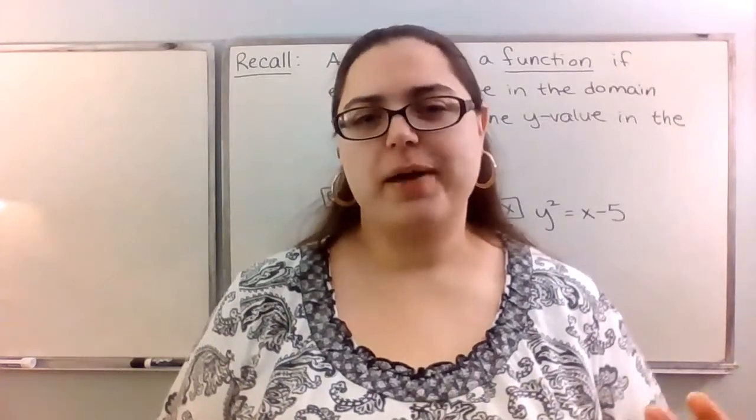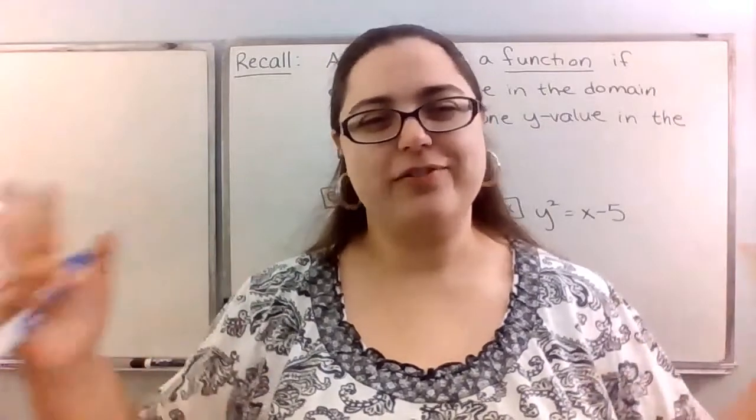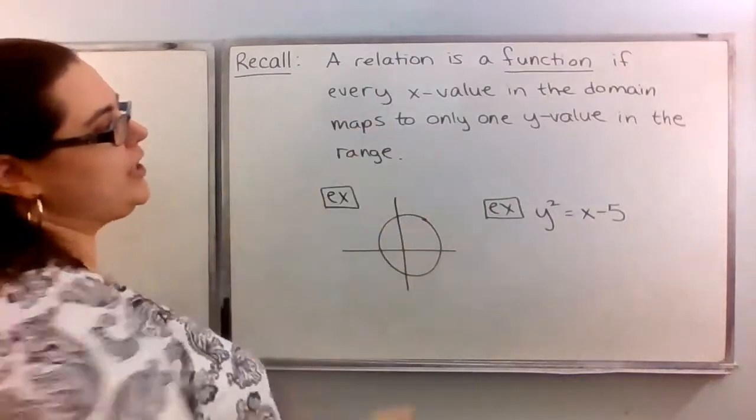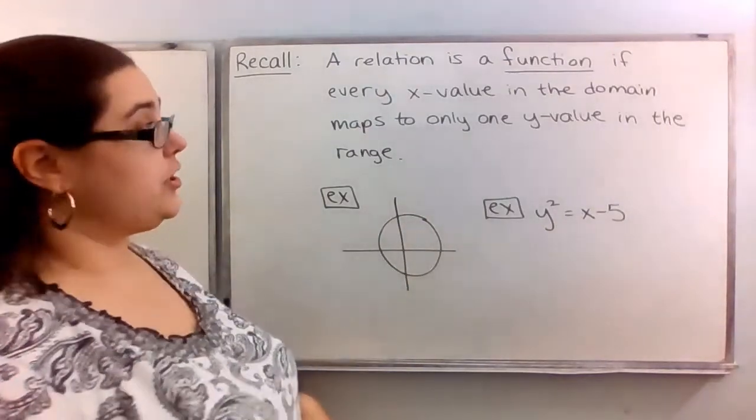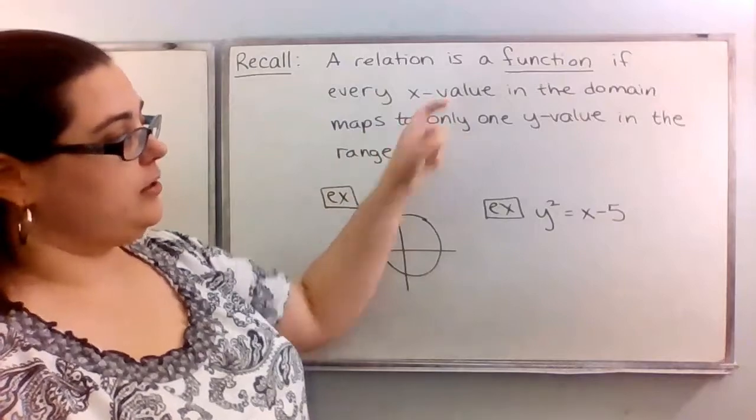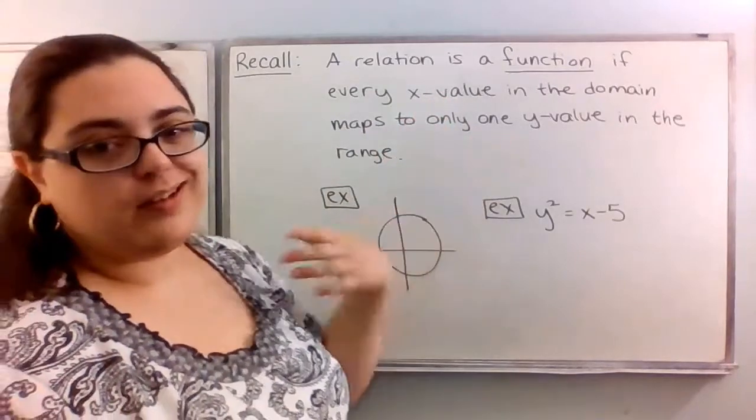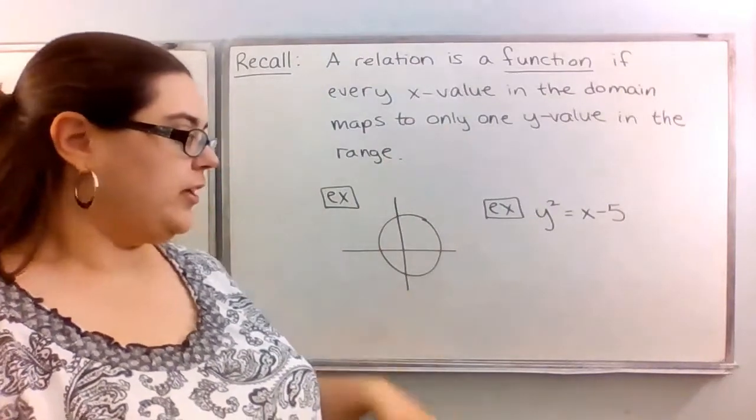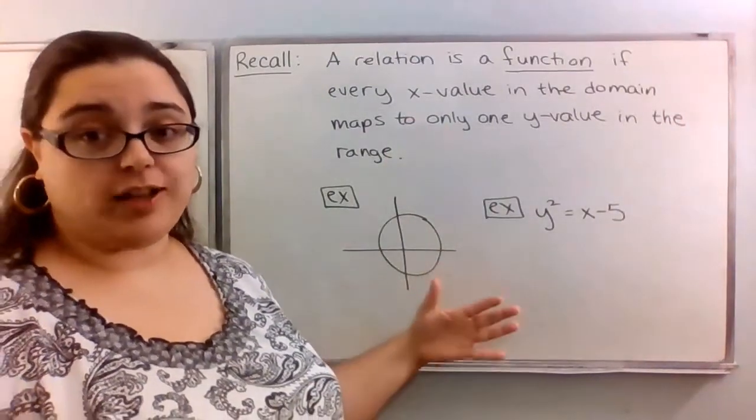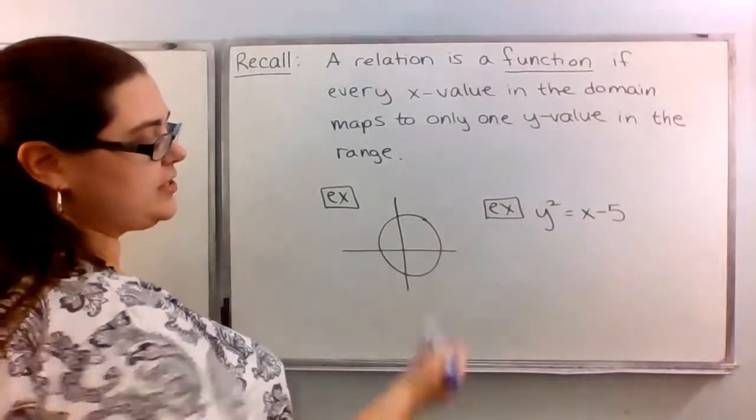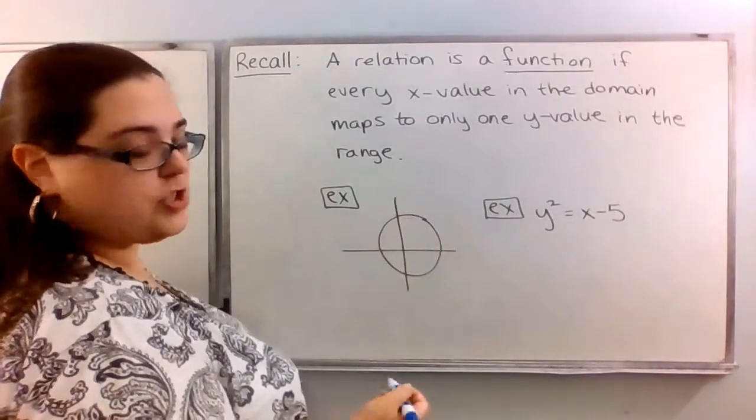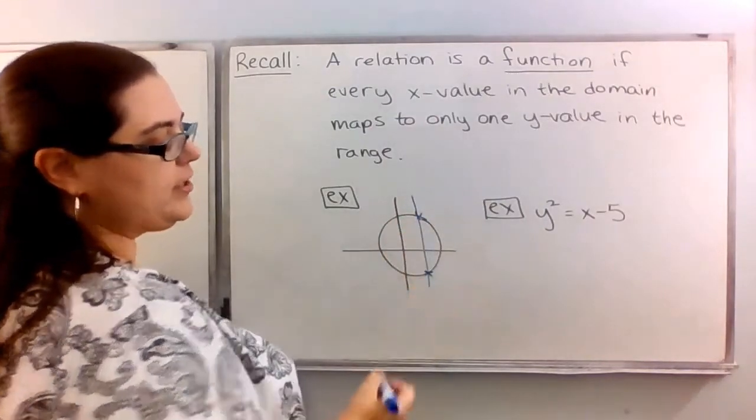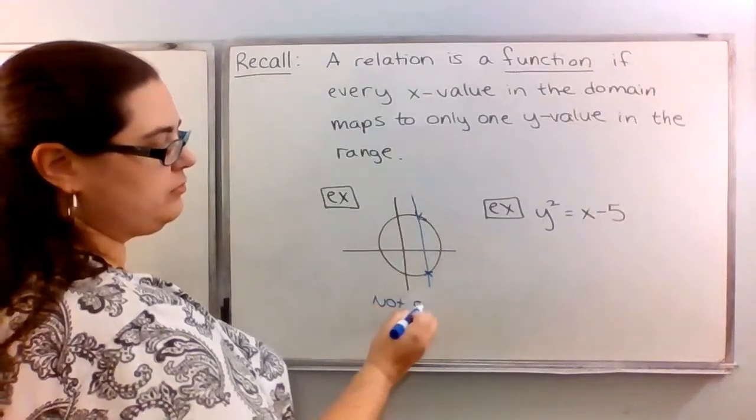So we're going to start out just by remembering something about functions in general. Remember that if you have a relation, it's going to be a function if every x value in the domain maps to only one y value in the range. We can test this graphically using the vertical line test. If you have a graph of a relation and you draw a vertical line through it anywhere, if it hits in more than one place, then it is not a function.